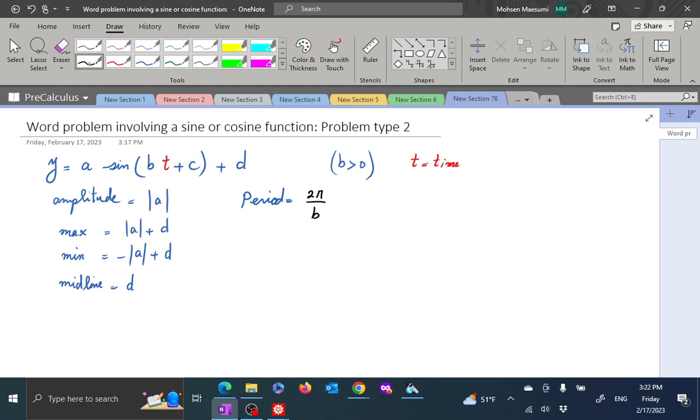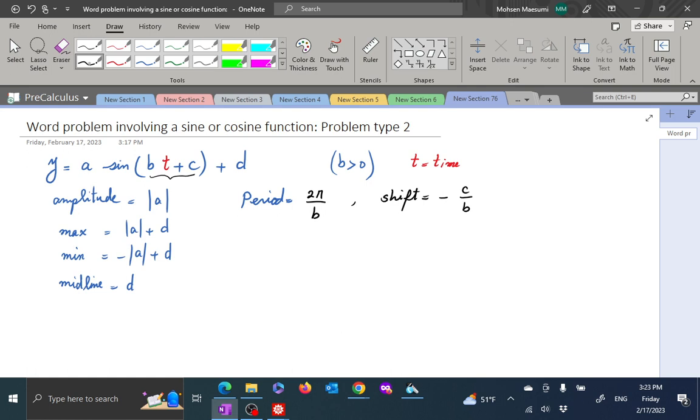2 pi over b. Then an item that's not so emphasized in this set of problems is the shift that we went through, where the 0 goes here, and the shift was minus c over b.